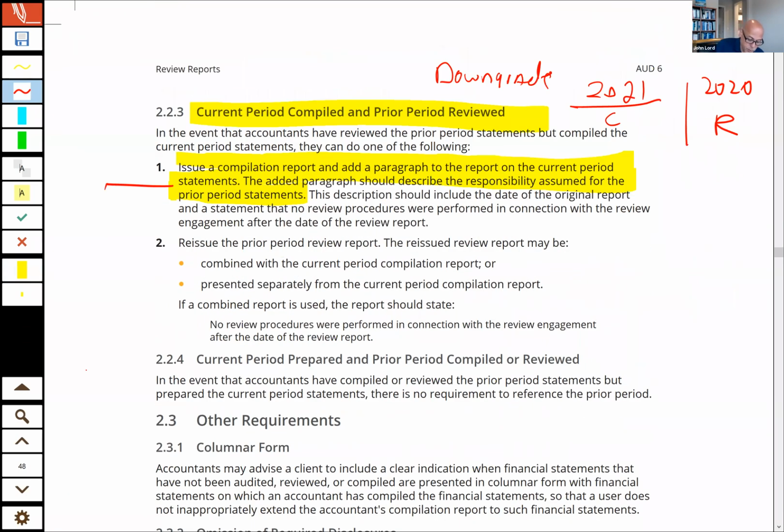And what I want you to put on the flashcard is that in that compilation report for 2021, you must state that no review services have been provided since the date of that previous report. That's what the examiners like to focus on, because they want to make sure that users know you're not giving the negative assurance for 2021. That was last year, that was 2020. We have not provided the review procedure since then.